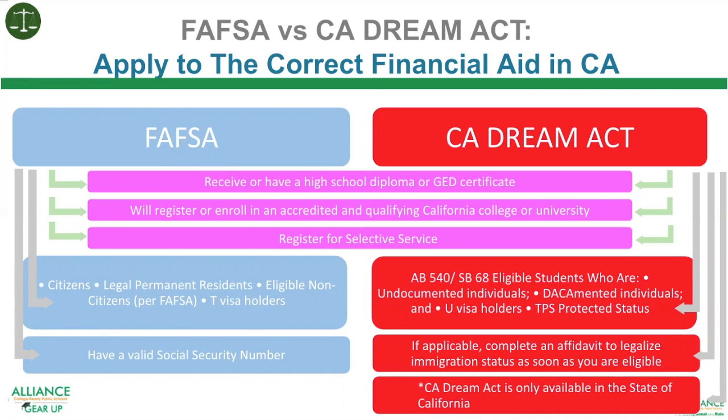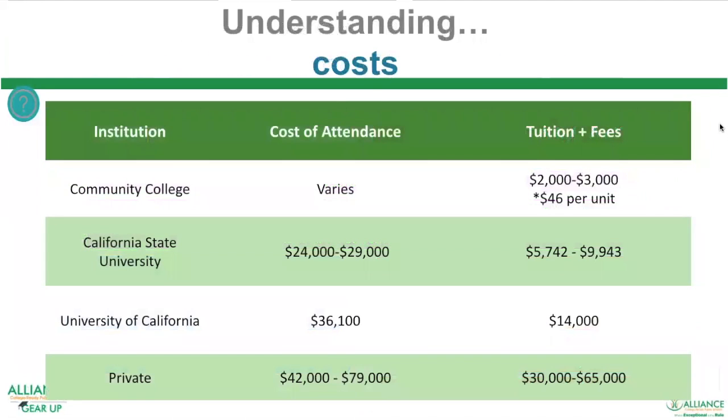So the California Dream Act is only available in the state of California. So please keep that in mind. You will not get the California Dream Act if you're applying to schools out of California. You will only qualify for this California Dream Act if you're applying to schools still in California. So make sure you keep that in mind if you are a documented student or undocumented student.